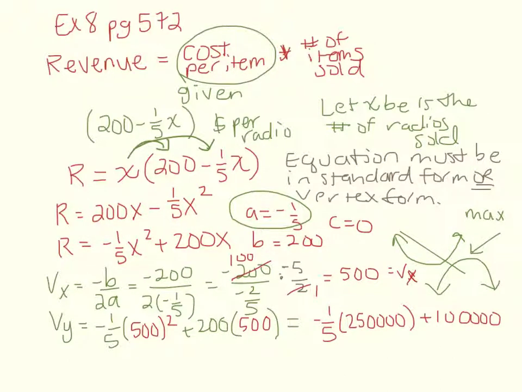Squaring 500 isn't bad. I'm just going to square the 5, that's 25. And then squaring those 2 zeros is like squaring 100, so it becomes 4 zeros. So 500 squared is 250,000. 200 times 500 is 10,000. Okay, and now I can just simplify this.